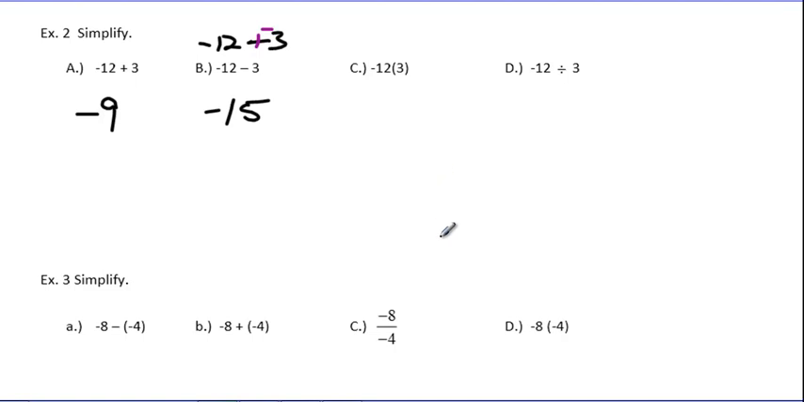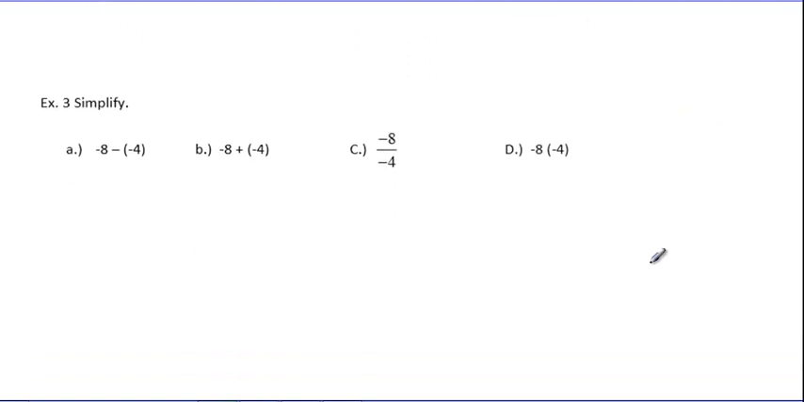Example 2C, we're multiplying now. So I have a negative times a positive. It's going to be negative, and that's going to come out to be 36. And the last one, a negative and a positive, once again is negative, and that's going to divide out to become 4. So you've got to mix up the rules in your head as you go.